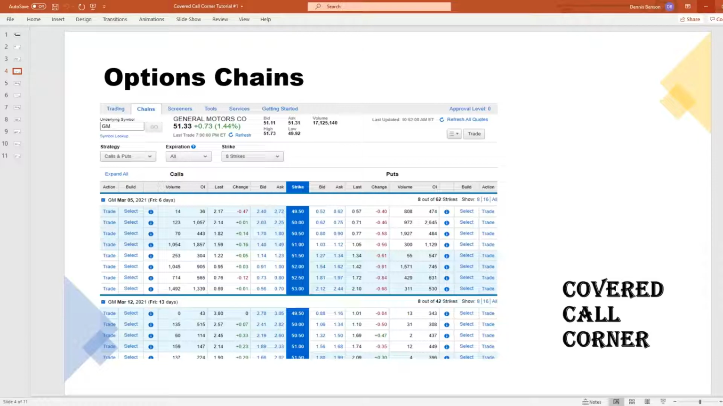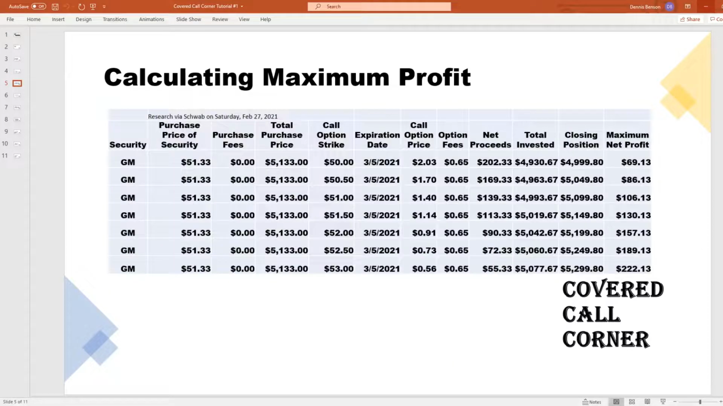Having looked at an options chart, let's take a look at calculating the maximum profit. I've looked at the different call options. The previous screen had $49.50 through $53. This chart shows you from $50 to $53. As we argued, the purchase price of the security was $51.33 per share. I'm buying 100 shares. And since I'm using Schwab, using an online order, my purchase fees are zero.